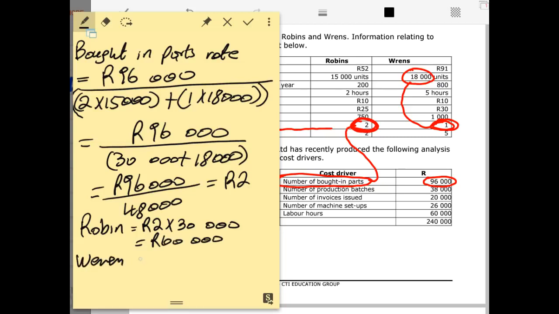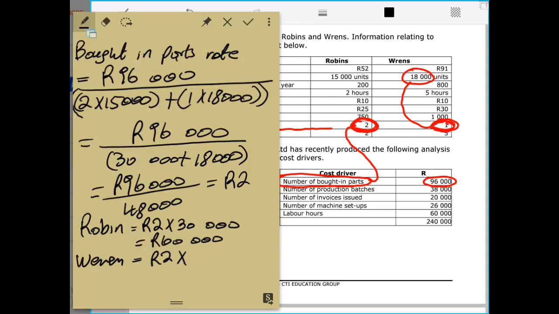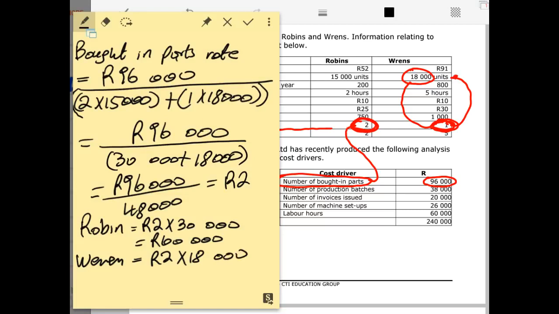For product Ren, we take our same 2 rand per bought-in part. Then we multiply by the base. Remember, our base was 18,000, because we said 1 times 18,000 gave us the same 18,000. Then if we multiply that by 18,000, it will give us 36,000. So now this is how we allocate this overhead.